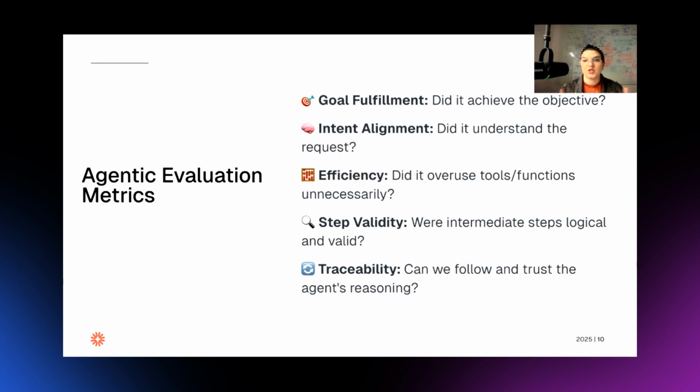If you're running a multi-agent type workflow, you can run agents in parallel, so they're running at the same time, or you can do A, then B, then C, then D. Are they running in that nice order, or are they kind of mixing and matching? And finally, can we follow and trust the agent's reasoning?